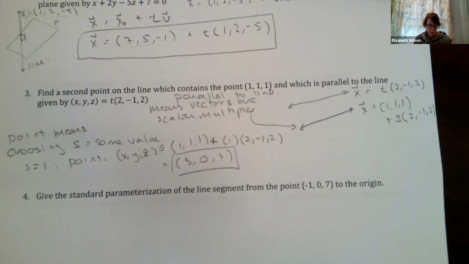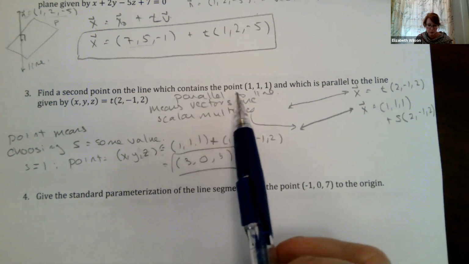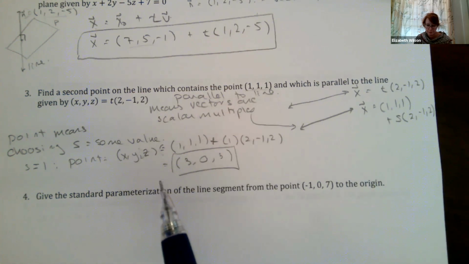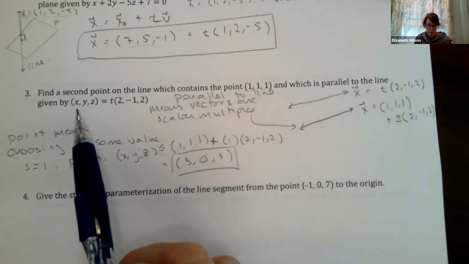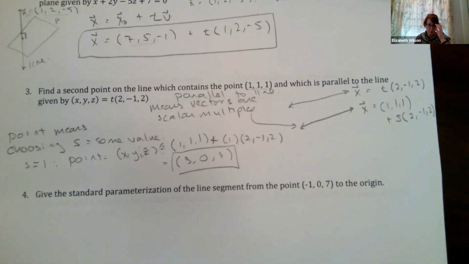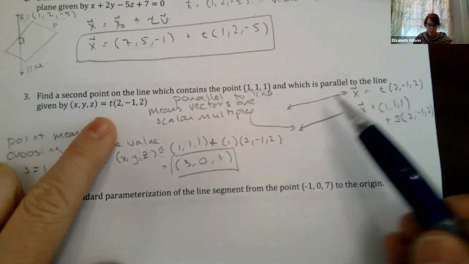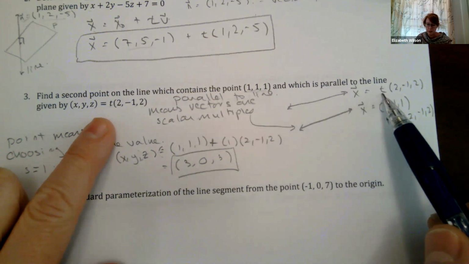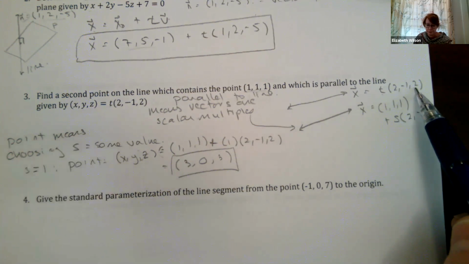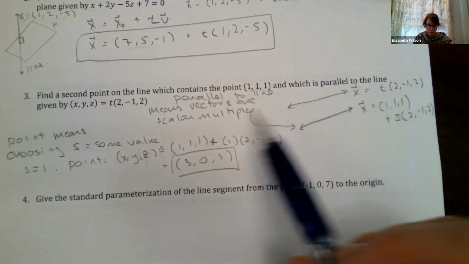All right, this one: find a second point on the line which contains the point (1, 1, 1) and is parallel to the line given by this. So I'm just going to draw this out so I can visualize it. I'm given a line equation, which is x bar equals t times (2, -1, 2). That's this line here.